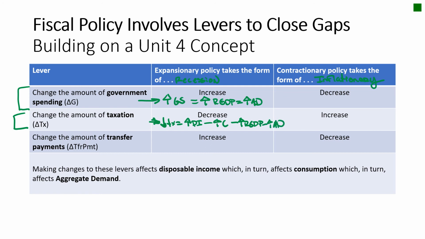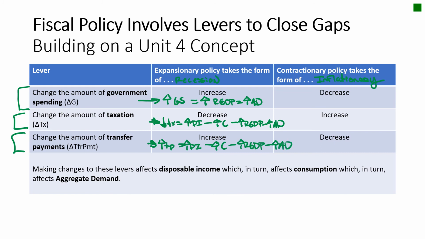And now the final tool would be increasing transfer payments, right? So transfer payments are going to do essentially the same thing here. If you increase transfer payments, Social Security, welfare, food stamps, all of those things, again, increase in disposable income, increase in consumption, increase in real GDP, increase in aggregate demand.